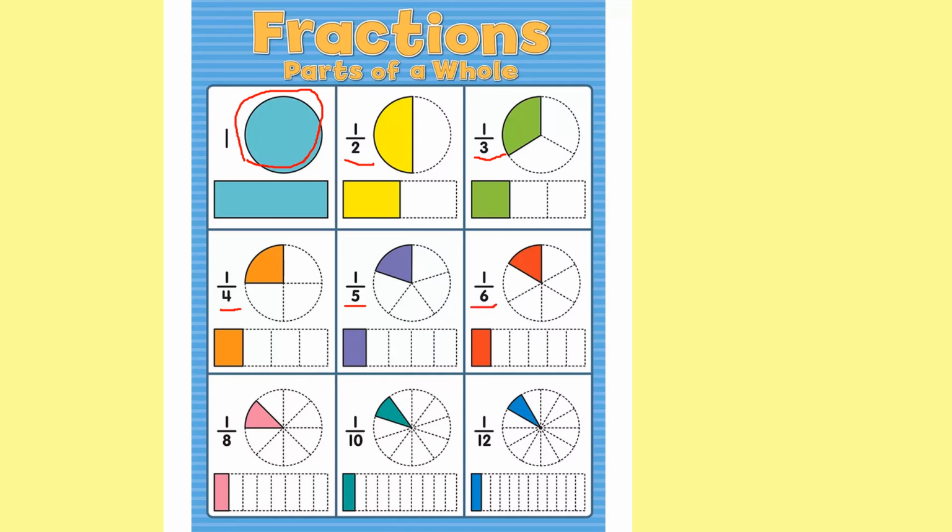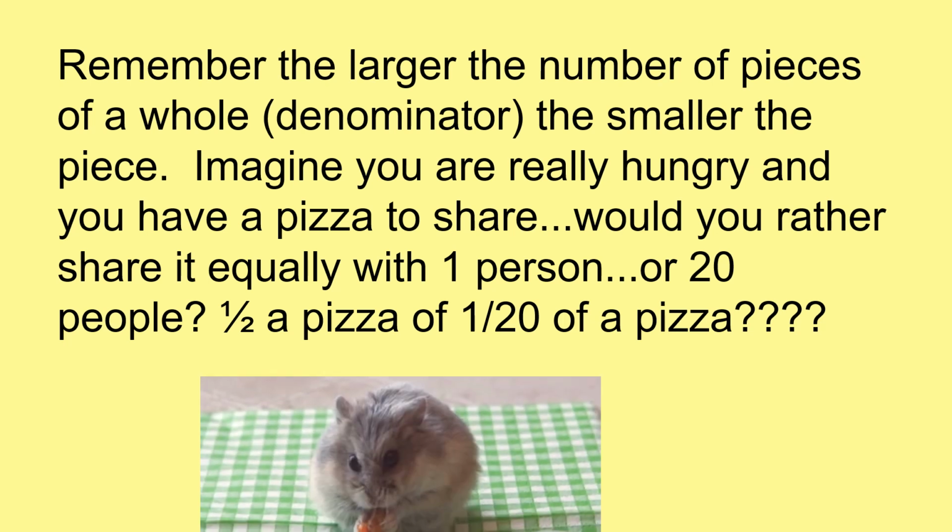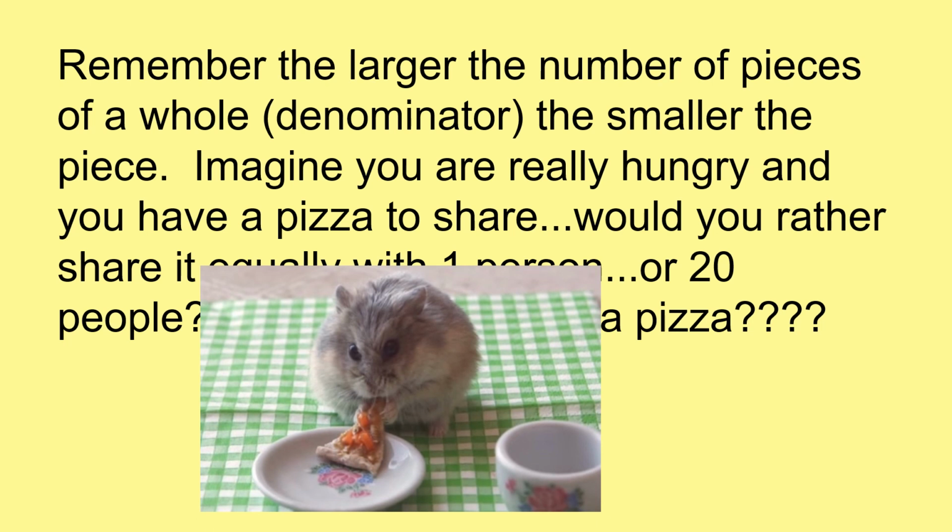So as the denominator gets greater, the fraction actually gets smaller. Why is that? Remember, the larger the number of pieces of a whole, the denominator, the smaller the piece. Imagine you are really hungry and you have a pizza to share. Would you rather share it equally with one person, so you get half, or 20 people? So what's bigger, half a pizza or 1/20th of a pizza? And if you're sharing 1/100th of a pizza, you could get a huge slice like that.